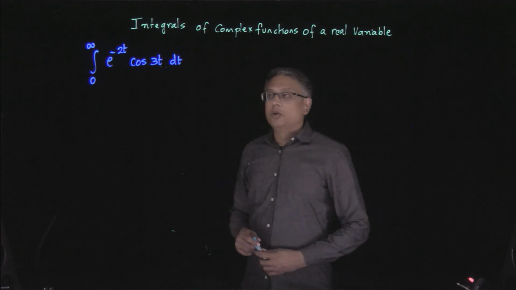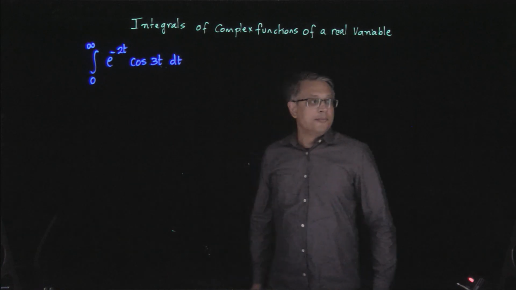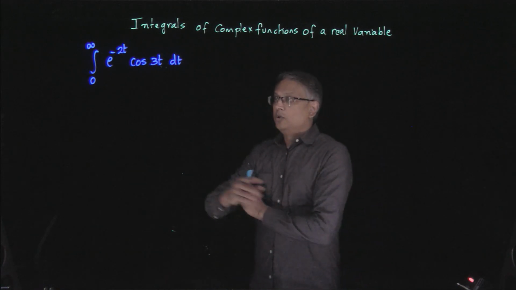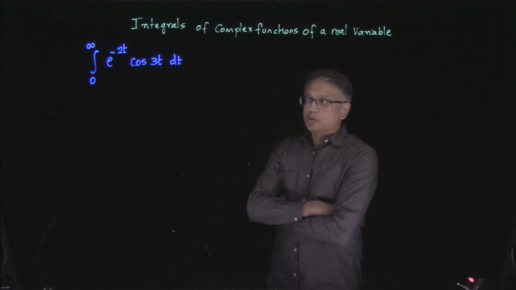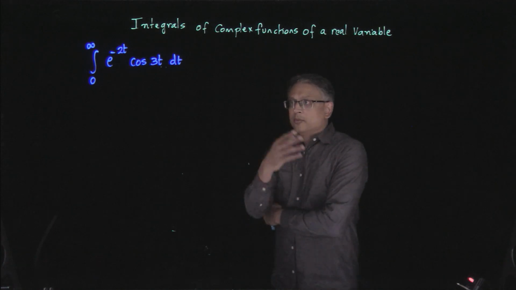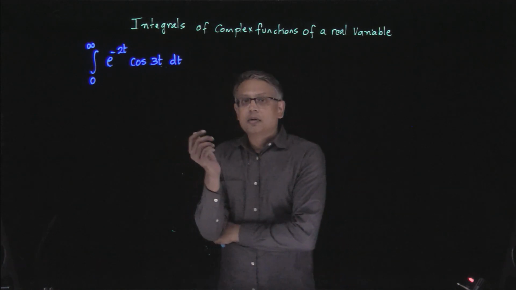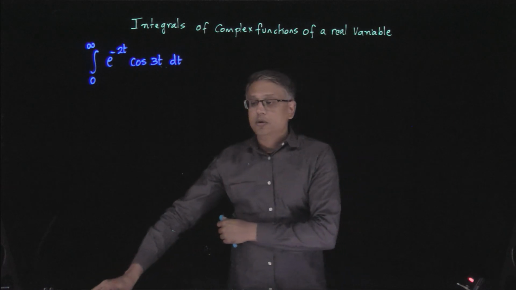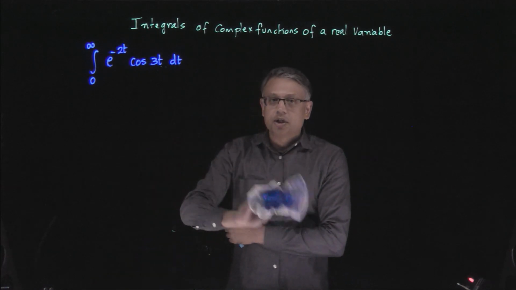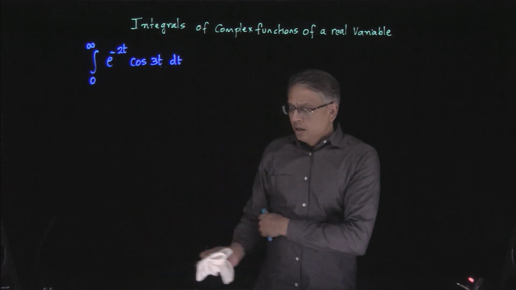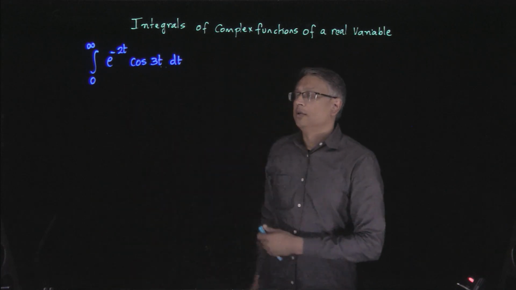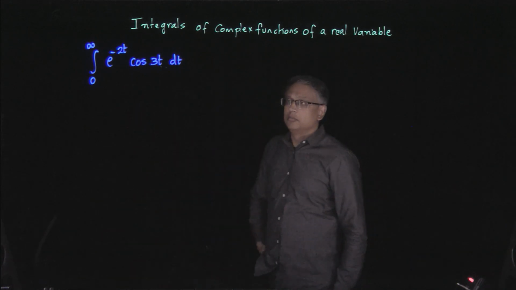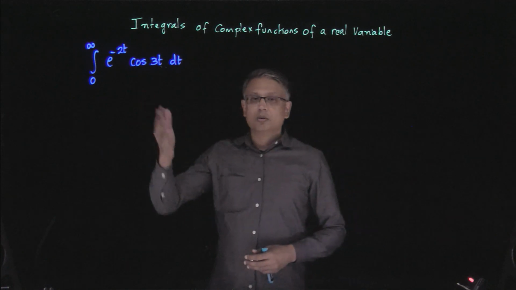In this video, I'm going to show you a nice trick to evaluate functions which look like e to the negative 2t times cosine 3t dt. Now, you have seen these functions in your calculus class, and perhaps you know how to integrate them using integration by parts. Or probably you have a table of integrals and you can look this up.